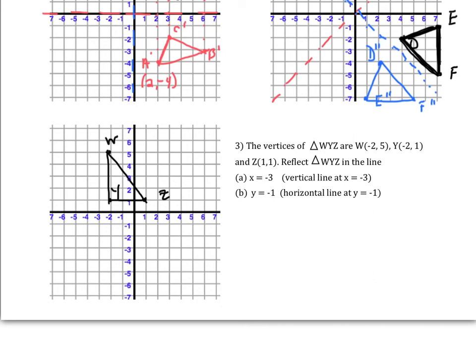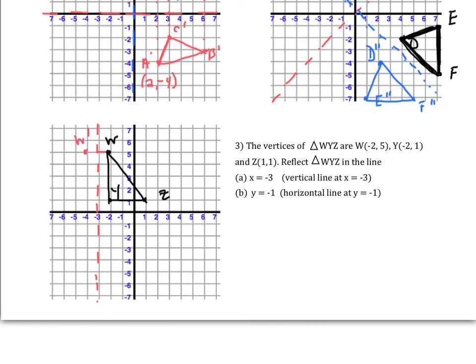Remember that if it's x equals a number, it's a vertical line. So come over to your graph and draw a vertical line right down there through the point where x equals -3. So the easiest way to do this one is just simply by counting. So start with point W. It's 1 unit to the right of the line of reflection. So go 1 unit to the left, and that'll be W prime.